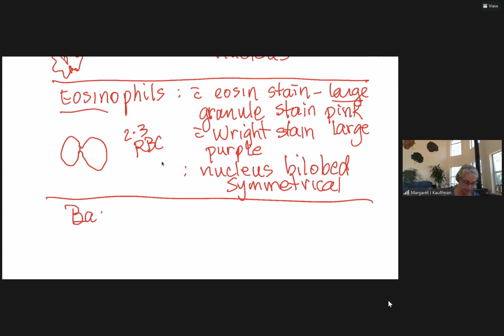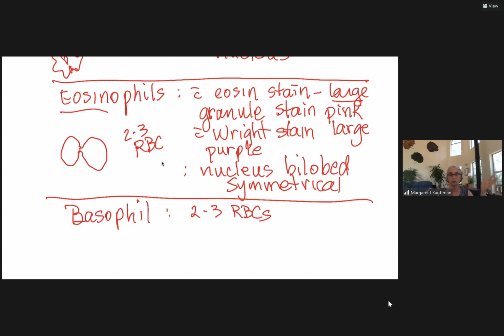So in the lab, when we're in person, if someone finds a basophil, then everybody celebrates and we all run over and look at their basophil. These are very distinctive. They're fairly large. Again, they're about 2 to 3 red blood cells, depending on how swollen they get.